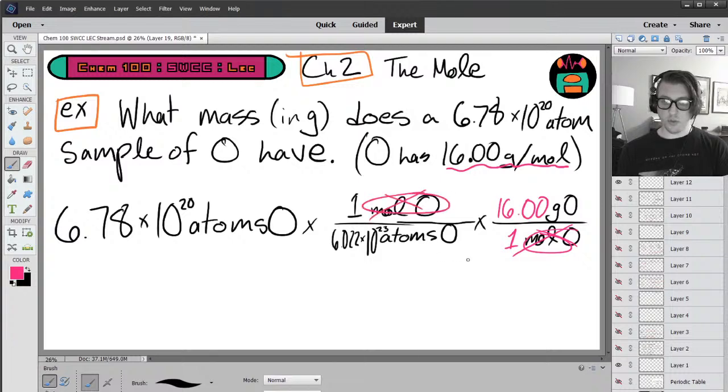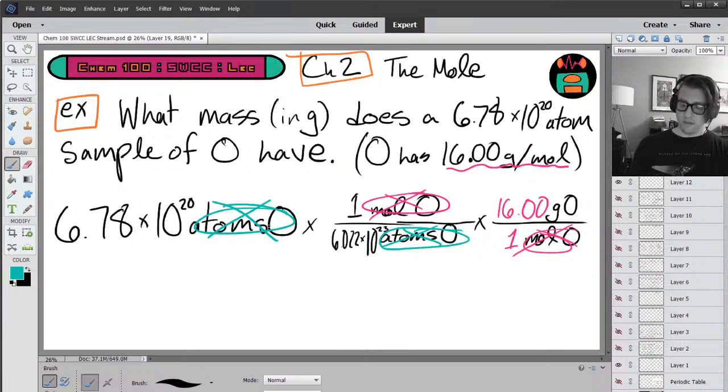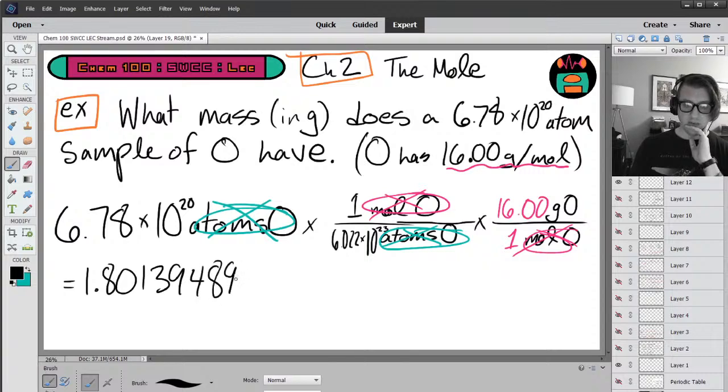So now moles cancel moles, atoms cancel atoms, and we're ready to crunch our numbers. Let's see, 6.78 times 10 to the 20th divided by 6.022 times 10 to the 23rd times 16. All right, now my calculator is giving me a value of 1.80139489 times 10 to the negative second.